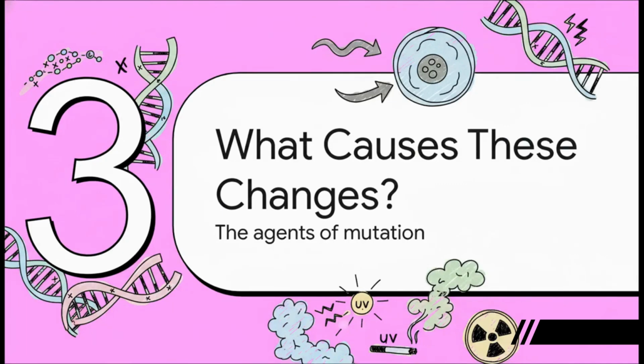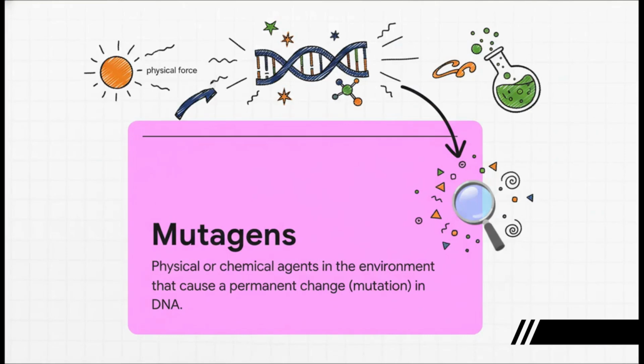So we know what these mutations are, but how do they happen? Are they just random mistakes, or can something actually cause them? This brings us to the agents of mutation. The key term here, the word you've got to know, is mutagens. Now, a mutagen isn't the mutation itself. It's the external factor, the chemical or the physical force that increases the rate of mutation. Getting that distinction right is absolutely essential for those tricky assertion reasoning questions.